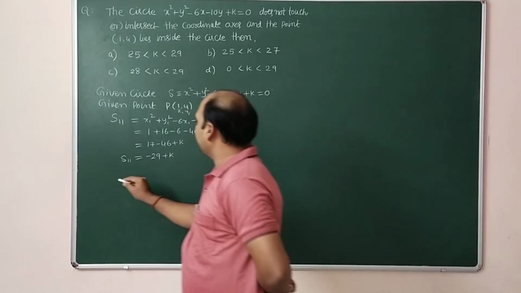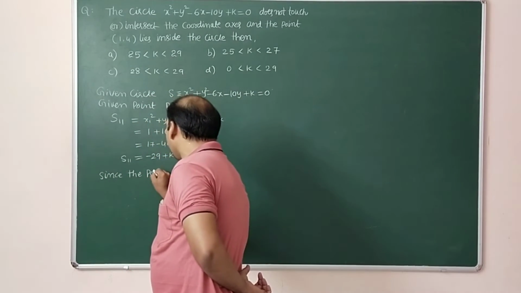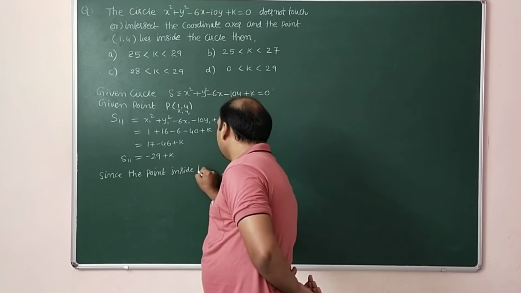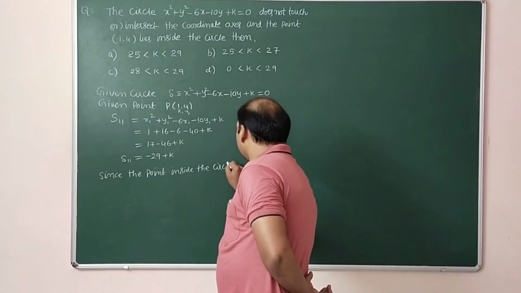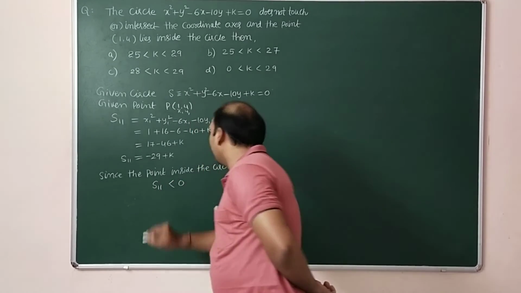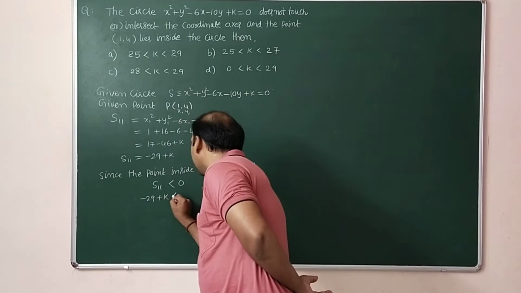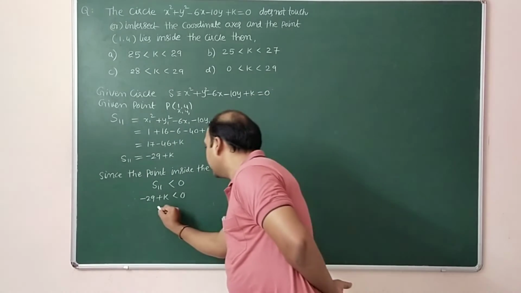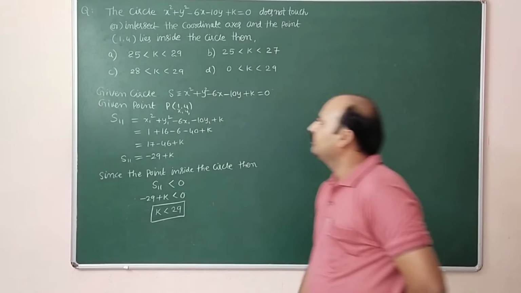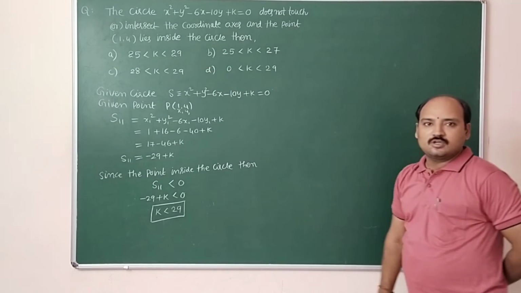Since the point is inside the circle, then S11 is less than 0. S11 means what? Minus 29 plus k is less than 0. Minus 29, we are taking this side. So k is less than 29. You can keep it like this. K is less than 29. In this option it is there. In this option it is there. In this option it is also there.